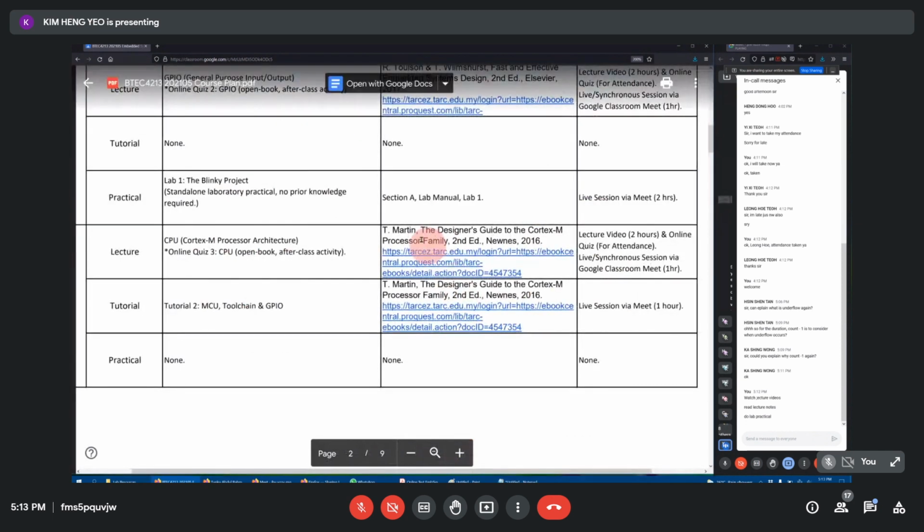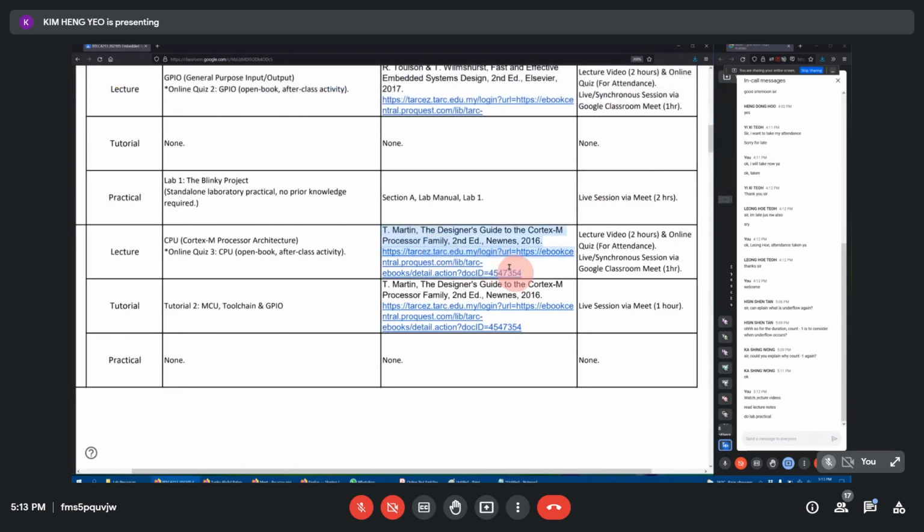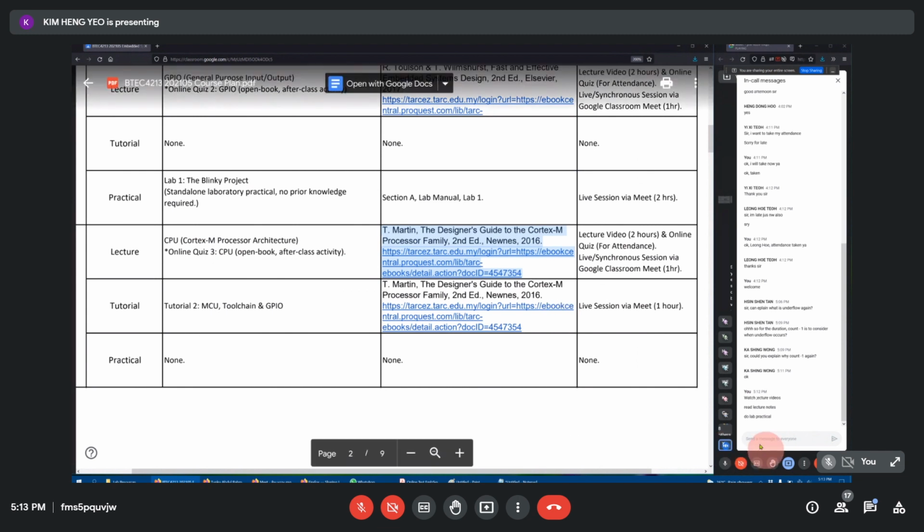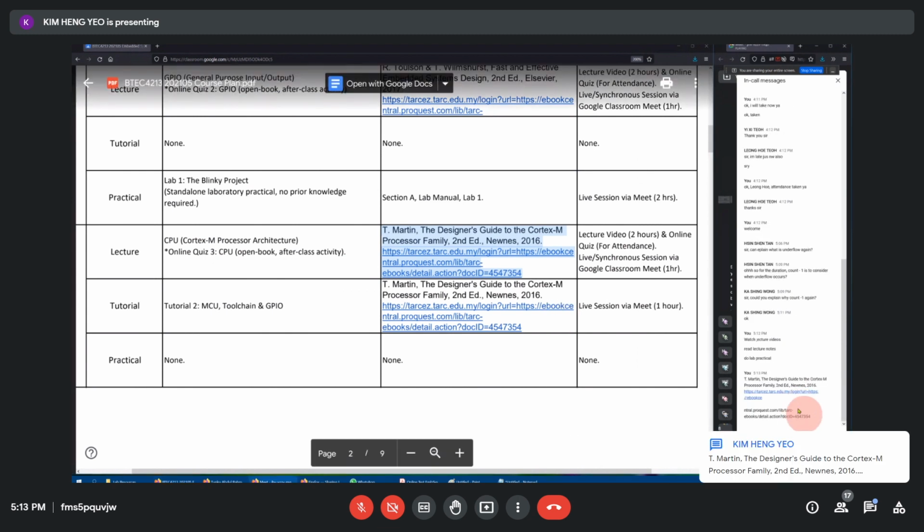This book. Let me copy this and paste it here. Trevor Martin, Designer's Guide to the Cortex-M Processor Family. Second edition, first edition, same one, no difference. For what we are learning, the first and second edition have totally no difference. You can get this from the library. It's an ebook. You can get it from the library.